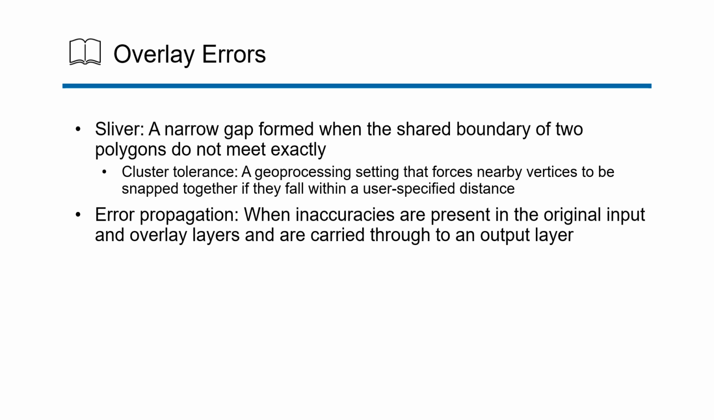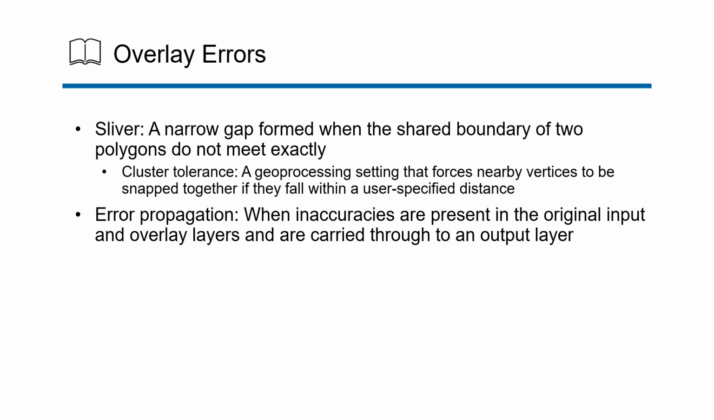So one of the problems with overlays, because they're not perfect, is sometimes we have some errors that pop up because of it. And the first one we're going to talk about is something called a sliver. A sliver is a narrow gap formed when a shared boundary of two polygons don't exactly meet like they're supposed to. So you've got two things that should be exactly the same and one's off a little bit, and so spatially you end up with a tiny little thing in between.